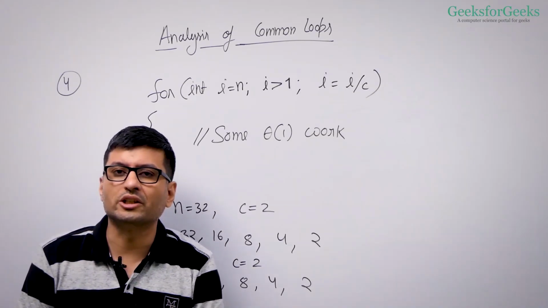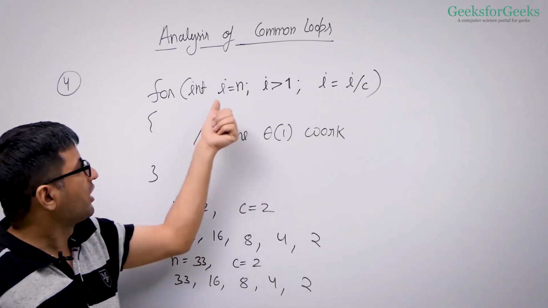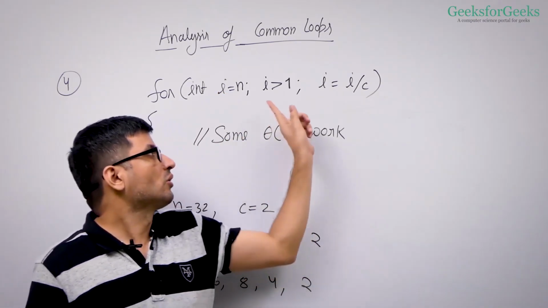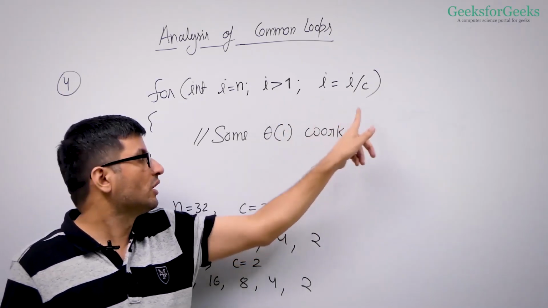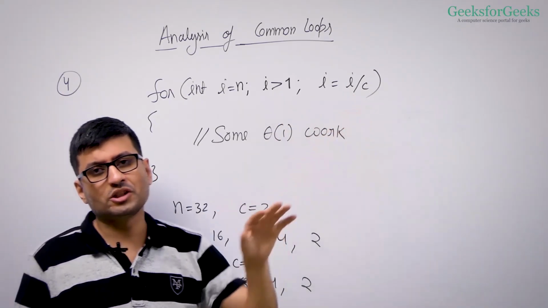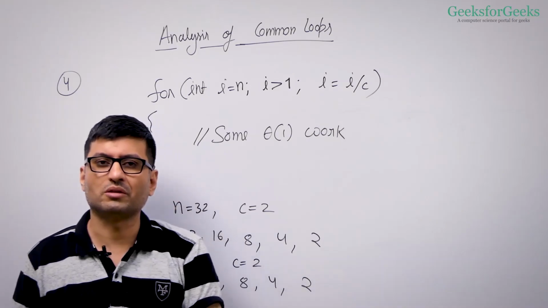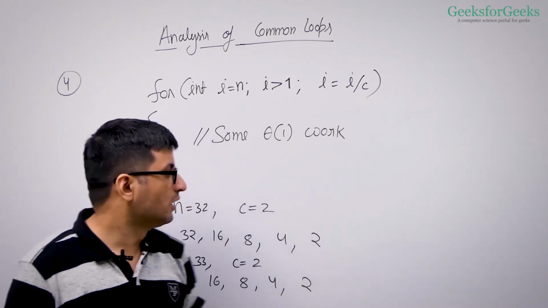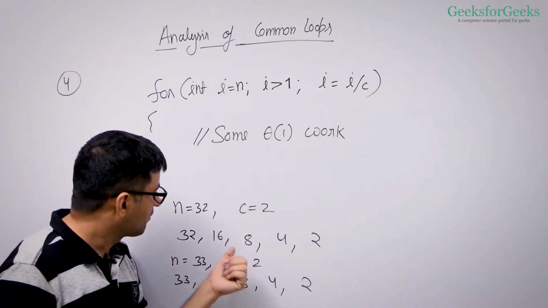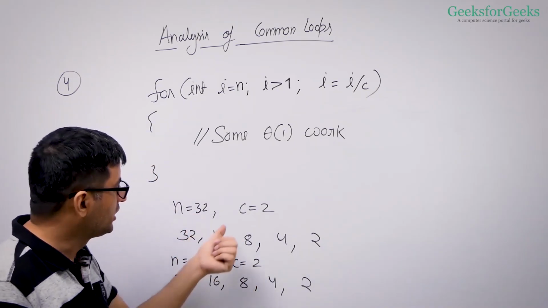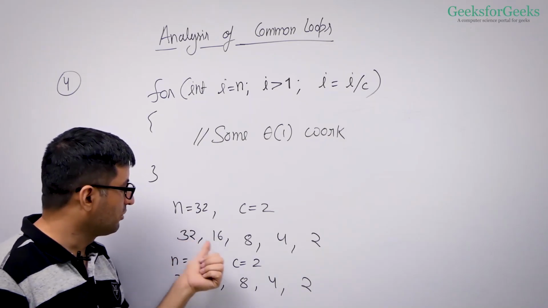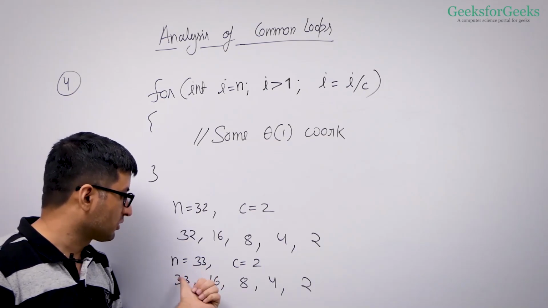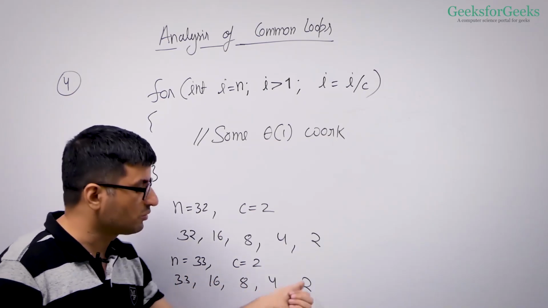Let us take a look at this loop now. We are running a loop that begins with i equal to n, goes while i is greater than 1, and divides i by c. So c is a constant, n is a user input. We need to find the order of growth of this loop in terms of n. I've written some examples here. When n is 32 and c is 2, how does it run? It runs for 32, 16, 8, 4, 2. When n is 33, it runs for 33, 16, 8, 4 and 2.